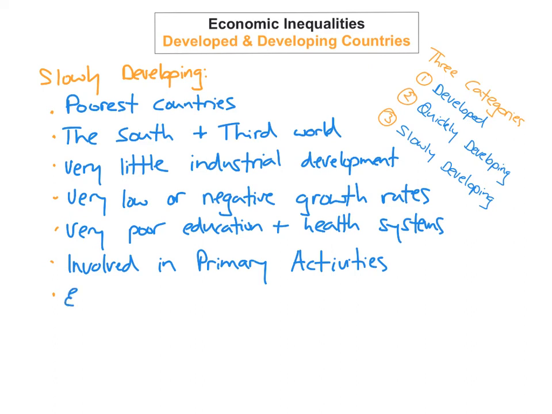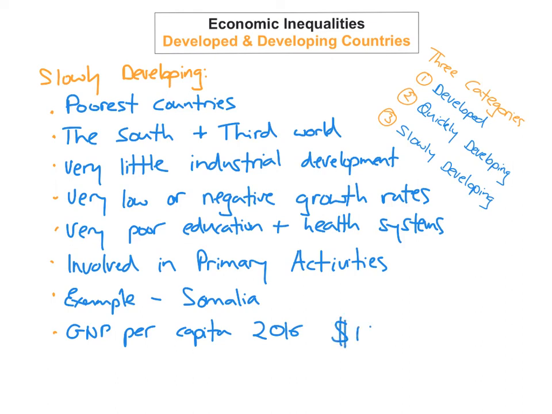An example of a country would be Somalia. And Somalia's GNP per capita for 2016 was $150.